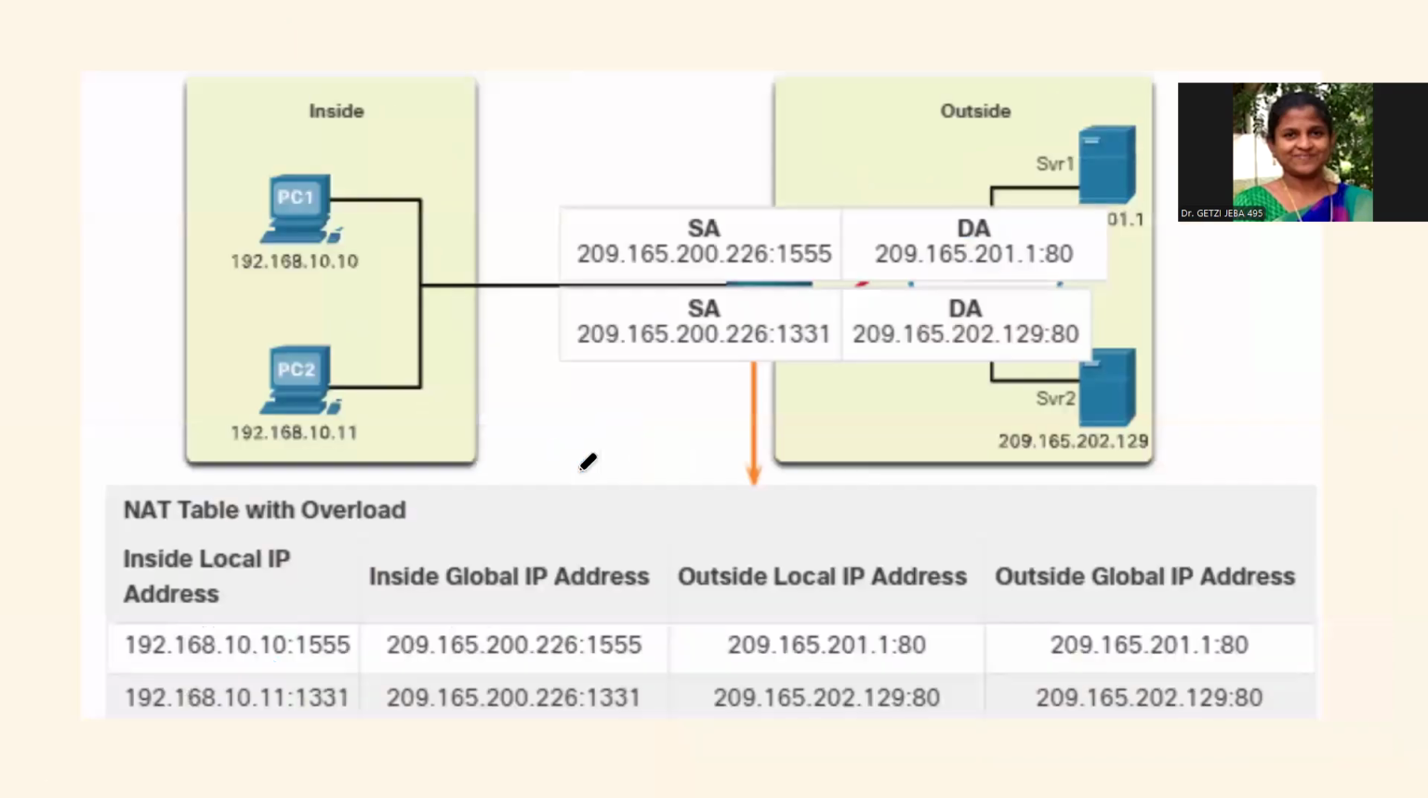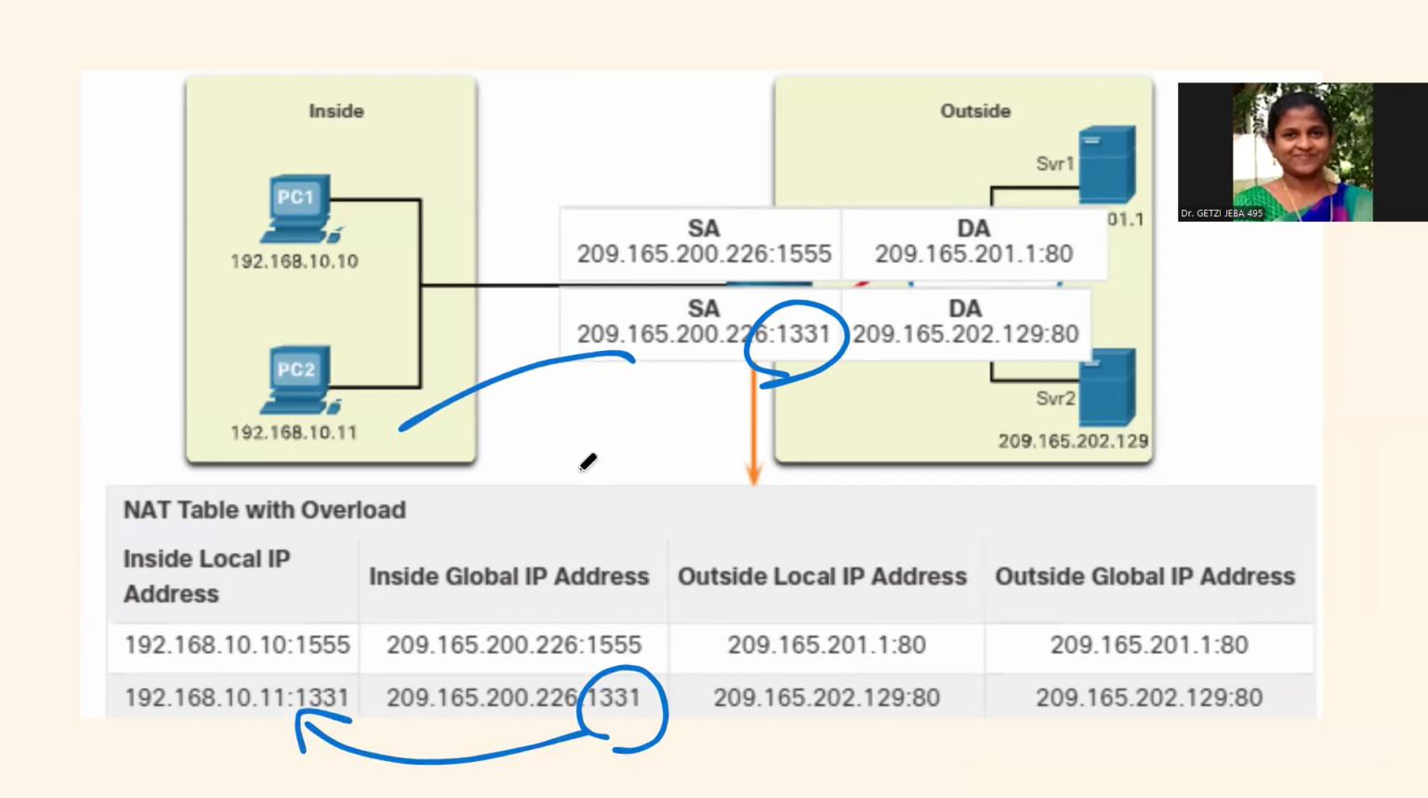Okay. Now let's take the other case. It goes to the destination and the destination generates a message. When it comes to the router, it will check its routing table. So it is coming as the source port. The destination is 209.165.200.226, and the source is a single IP. Now it will check the port number. So 1331, 1331 is translated. This is the IP which is translated.